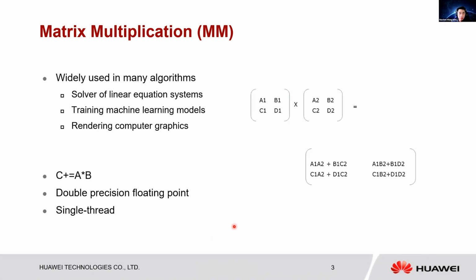And the matrix multiplication we'll be looking at is to multiply the two source matrices A and B and add them to some already existing matrix C. So it's an accumulate. We'll be talking about double precision floating point matrices just to make our presentation more concrete. And we will be talking about single threaded algorithms. So we ignore the discussion of parallelization in this talk.